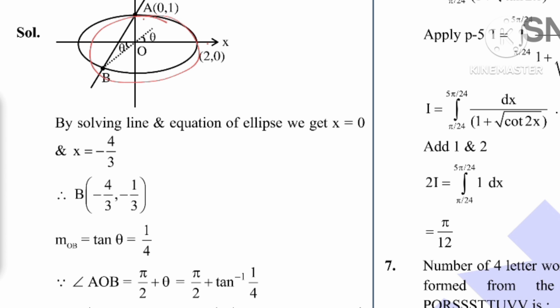So B is found by solving the line and the equation of the ellipse. We get x equal to 0, x equal to minus 4 by 3. The B point is (minus 4 by 3, minus 1 by 3). So the slope of OB, tan theta, is equal to 1 by 4. Angle AOB is equal to pi by 2 plus theta, where theta is tan inverse 1 by 4.